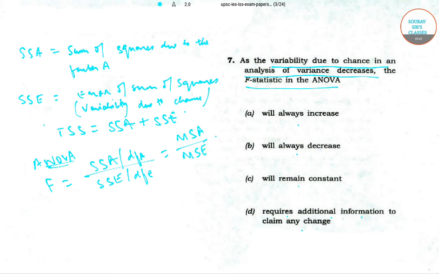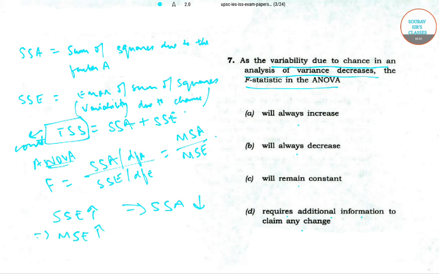Now, since TSS is constant, if SSE increases, it implies that SSA decreases. Now this implies that MSE increases since SSE increases, and thus MSA decreases. So thus if we use this in the F statistic, we see that the F statistic will always decrease. So option B is the correct answer.